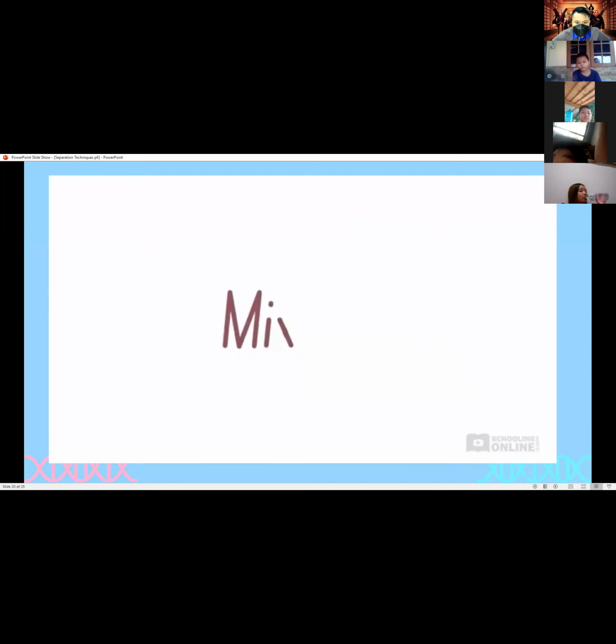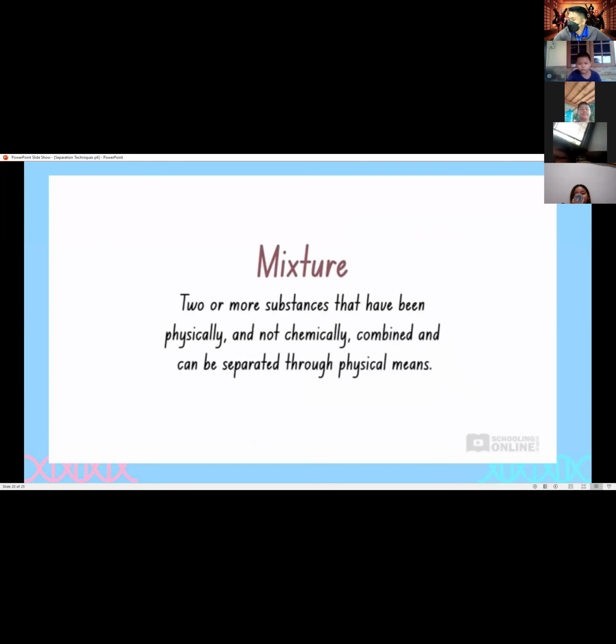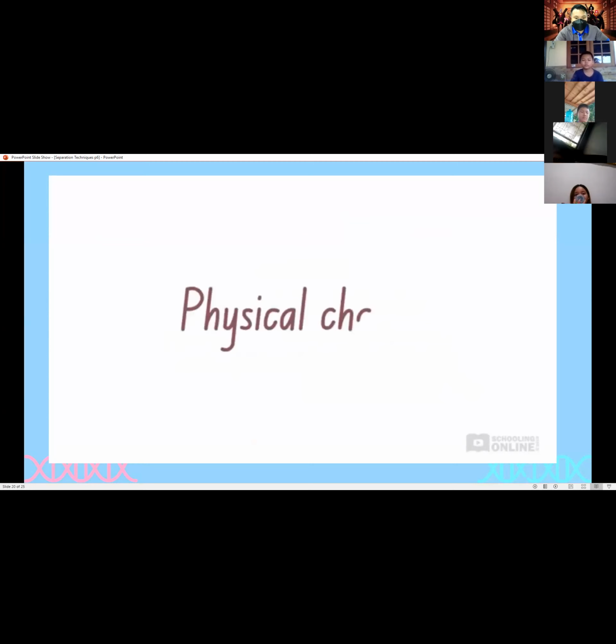In our earlier video, Pure Substances and Mixtures, we defined a mixture as 2 or more substances that have been physically and not chemically combined. Mixtures may contain combinations of gases, liquids, and solids that can be separated through physical means. In other words, the separation of a mixture involves a physical change.